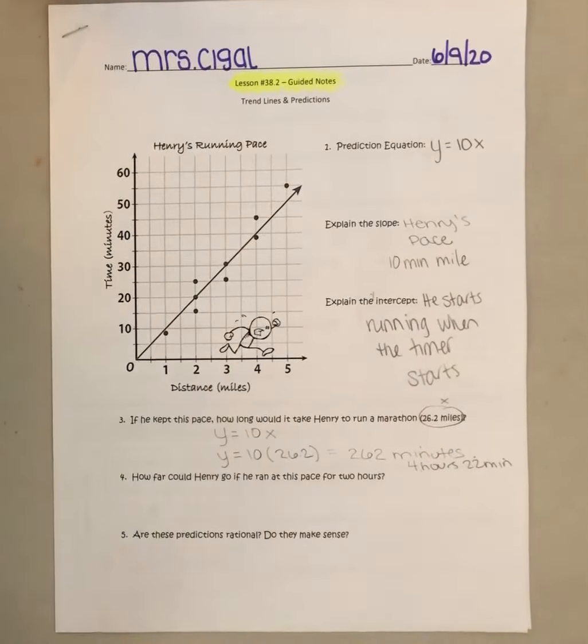Henry's marathon time is faster than my marathon time. Oh no, slower. I beat him. Mine was 4:11.